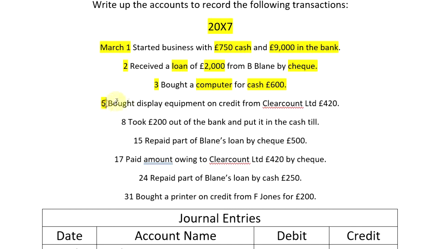March 5, bought display equipment on credit from Clear Count Limited, 420. We are purchasing display equipment over here but on credit, which means that we will pay this person later. So display equipment is our debit because it is our destination. Clear Count Limited is our source. So Clear Count Limited is credit.